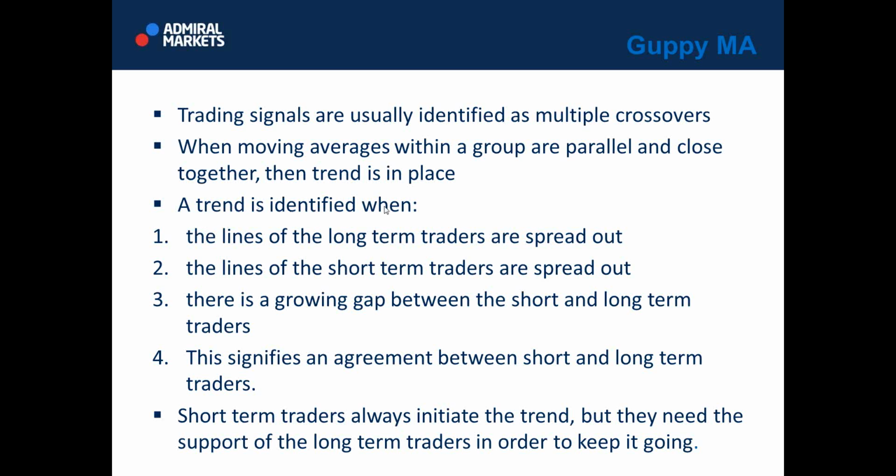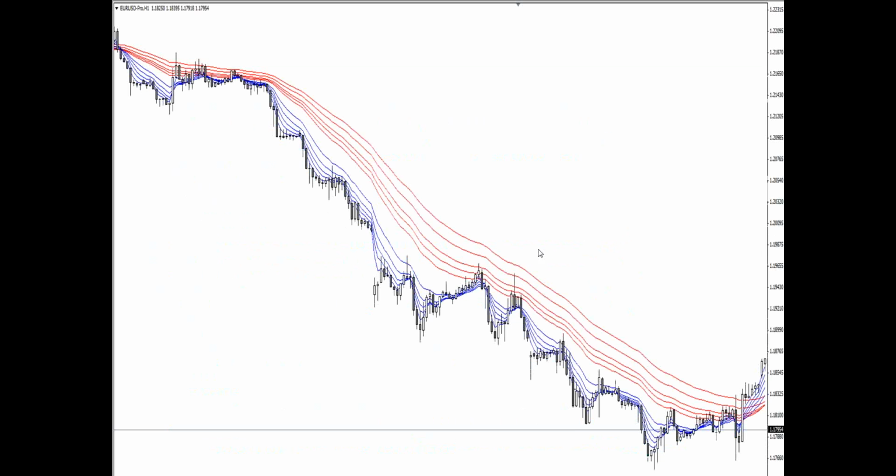A trend is identified when the lines of the long-term traders are spread out. These are the lines, guys, of long-term traders, and they are spread out. Look how nicely they're spread out. This is not the trend. This is maybe the start of the trend, but we don't know whether this will be a trend or not. Look, they're pretty much close together. But this is the trend. This is the clear trend, because the lines are spread out.